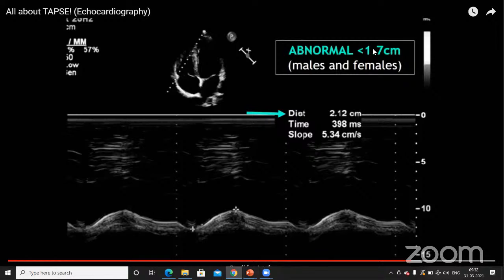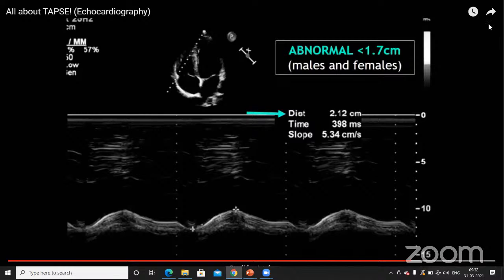Whenever this TAPSE comes down to less than 1.7 centimeter, then you're going to say, okay, my RV systolic function is bad. So there is something affecting that. Is it clear? Yes, sir. Yeah, I hope so.